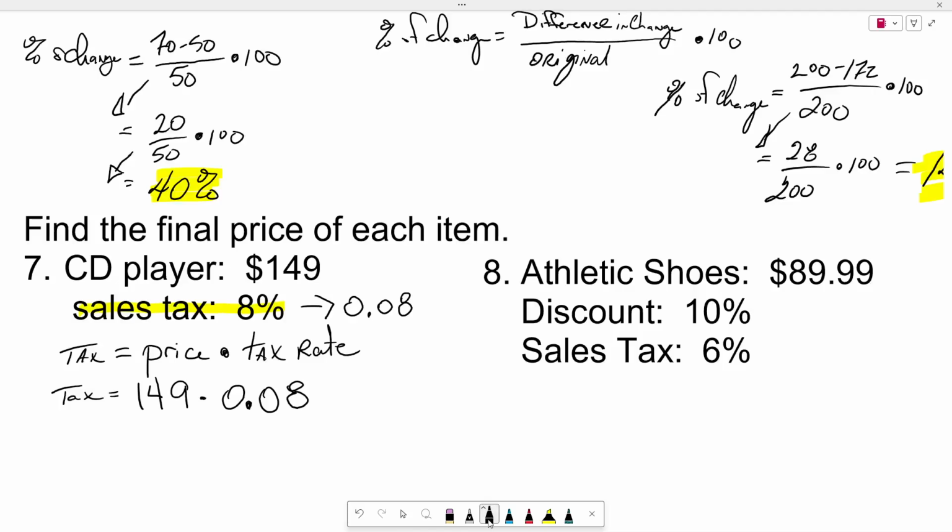And when I multiply those together, I see that I have to pay for taxes $8, no, not $8, $11.92. But I'm trying to find, what is my final price? To find my final price, I have to add the original price plus my tax, and that will give me my final price.